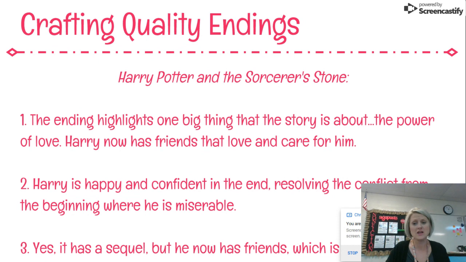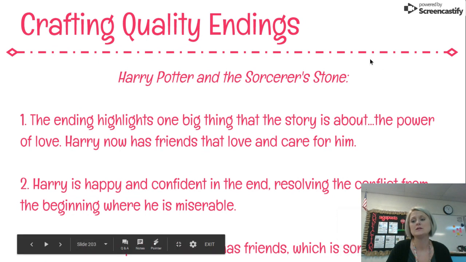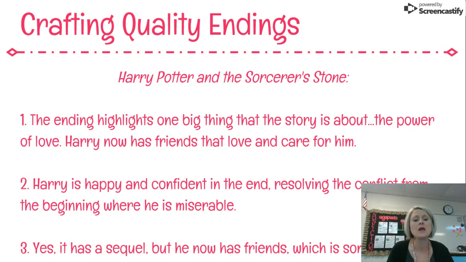He's also happy and confident in the end. So he's changed that internal conflict. That internal conflict is no longer there, where he is miserable and upset and he doesn't feel like he really is with everybody and able to do everything. And even though this comes back to those that wanted to do cliffhangers, even though it is a series and there is a sequel, there's still some things that are being wrapped up. He now has friends, which is something he's always wished for, he's always wanted. So you can have a story that's going to continue on, but you need to at least wrap some things up.